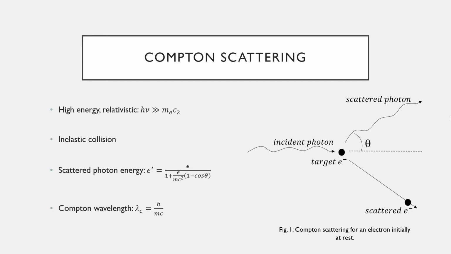Compton scattering takes place when the energy of the photon is much greater than the rest mass energy of the electron. Unlike Thomson scattering, this is an inelastic collision, so the scattered photon and incident photon do not have the same energies. In the given equation, epsilon prime is the scattered photon energy. This equation can then be used to calculate the Compton wavelength. In the diagram on the right, we can see the incident photon hitting the target electron and then both the scattered photon and scattered electron moving away at a given angle theta.